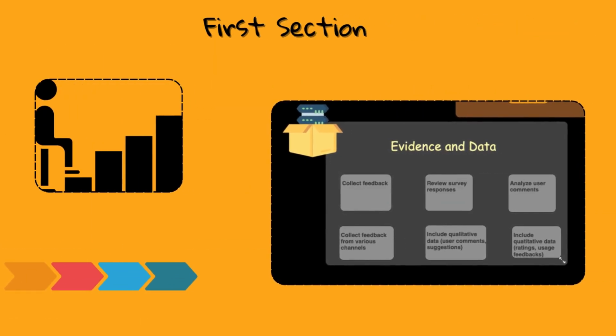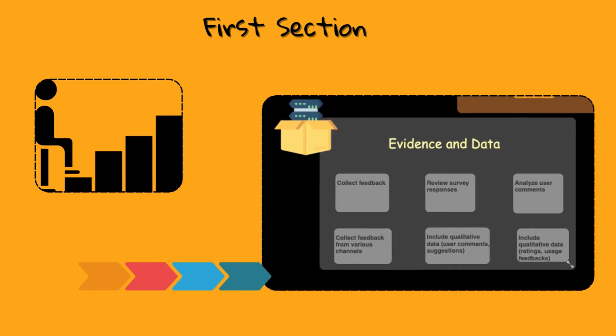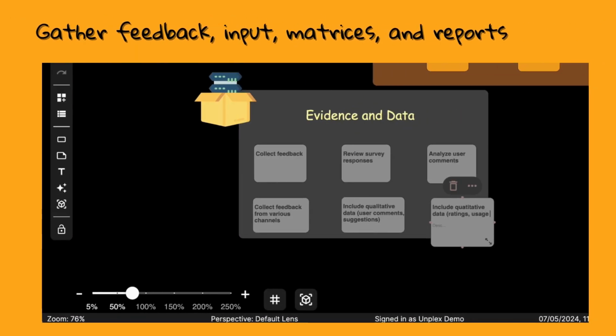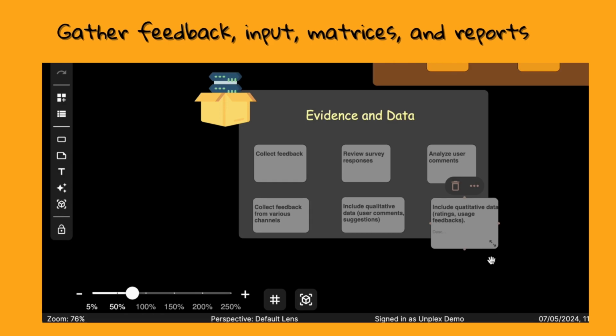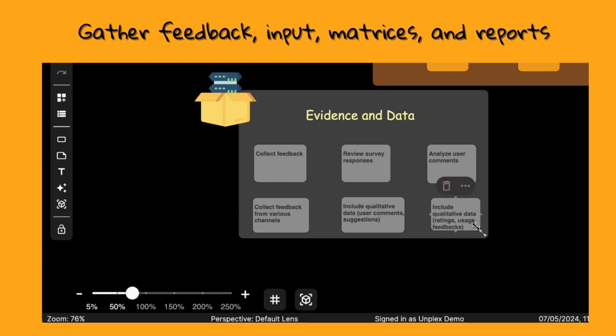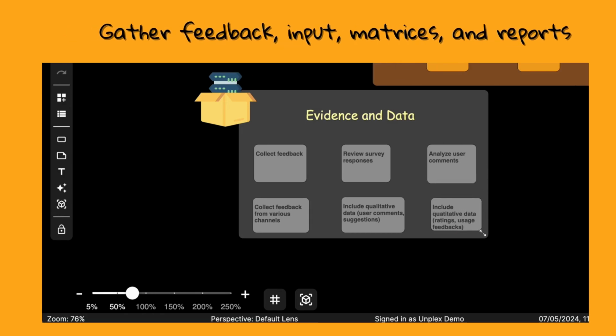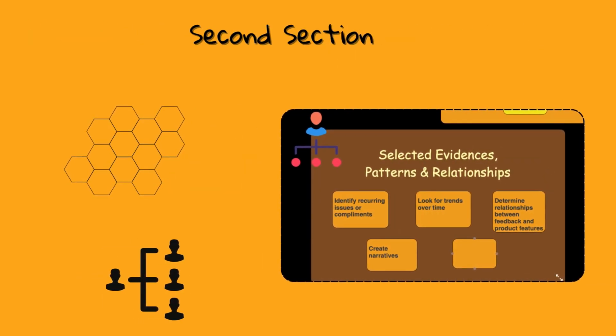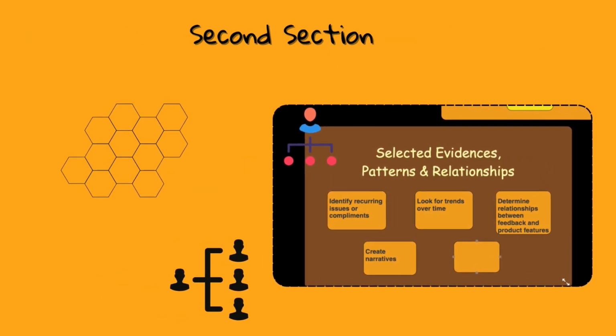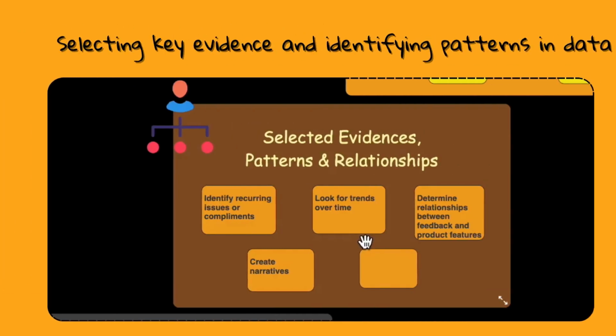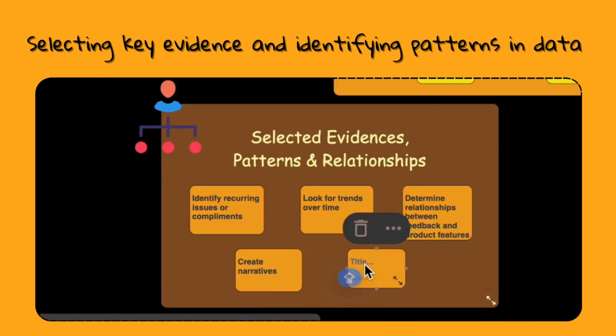First section is called Evidence and Data, which corresponds to the first step and is at the bottom of the ladder. It focuses on collecting data objectively, including feedback, direct inputs, metrics, and reports. Next section is called Selected Evidences, Patterns, and Relationships. In this section, we determine which evidences we are going to focus on. It also identifies interesting patterns and correlation between selected data.